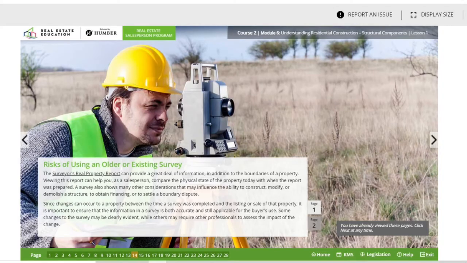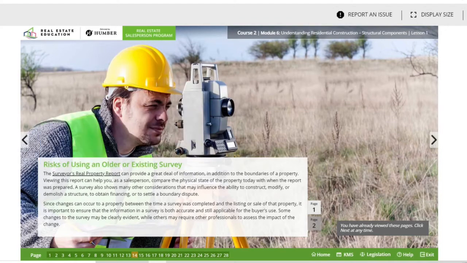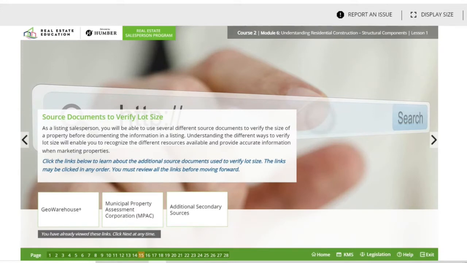A surveyor's real property report, we know what that is. You can read it if you want. We already discussed this in course 1. Source documents to verify lot size: there's GeoWarehouse, Municipal Property Assessment Corporation, and additional secondary sources.